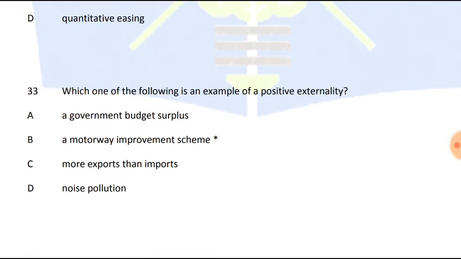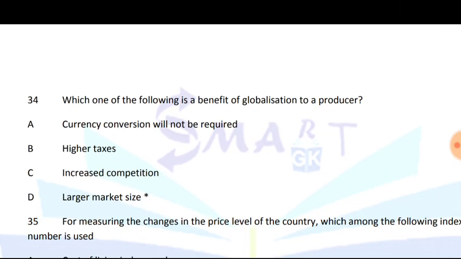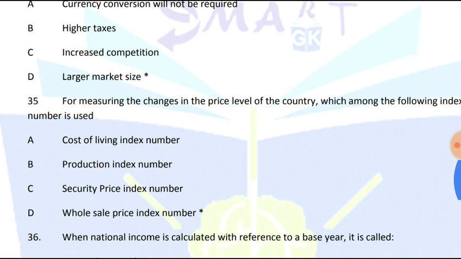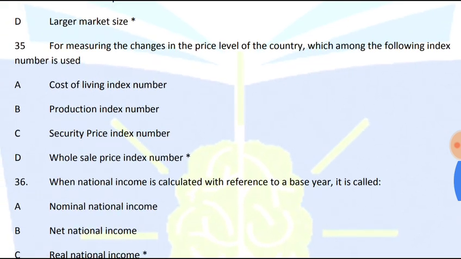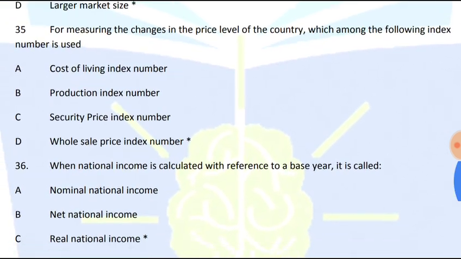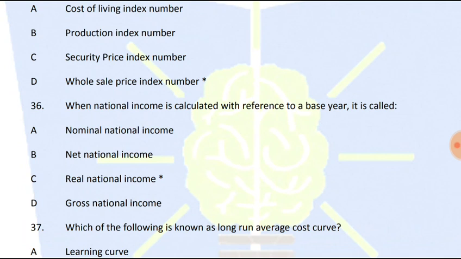The next one is, which one of the following is an example of a positive externality? A motorway improvement scheme. The next one is, which one of the following is a benefit of globalization to a producer? Large market size. The next one is, for measuring the changes in the price level of the country, which among the following index number is used? Wholesale price index number. The next one is, when national income is calculated with reference to a base year, it is called real national income.